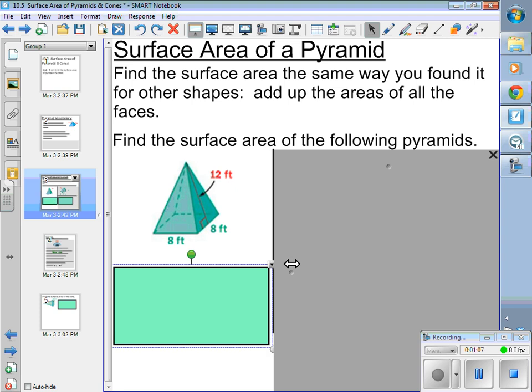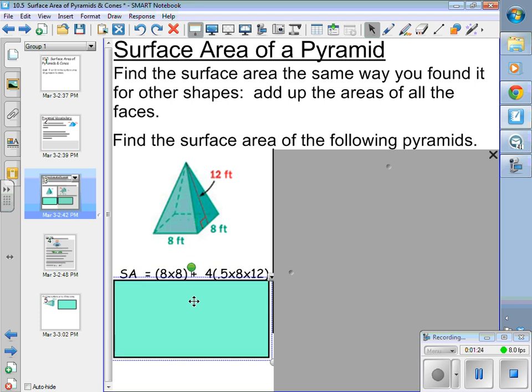Okay, so we have this. It's a rectangular pyramid. Actually, it's a square pyramid because it has a square base, with the 8x8 down at the bottom. So we just look at all of our faces. It looks like our triangular faces are all the same. So we've got the 8x8 base down at the bottom, and then we have 4 triangular faces.